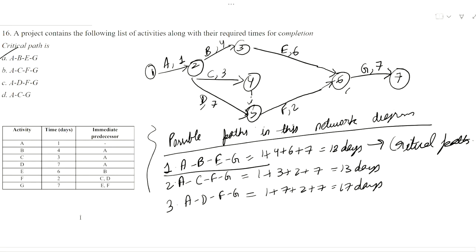Next is a question based on the critical path. So here we have to draw the network diagram and then find out the critical path by finding out the completion time and giving the time for each path, and then subsequently we find out the critical path.